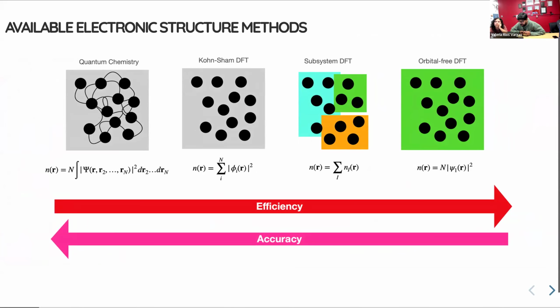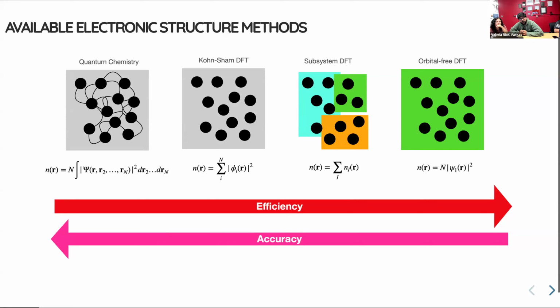Now, this is a very minimalistic picture, but basically there is a balance. The more efficient a method, the lower its accuracy, and vice versa. So you have the quantum chemistry wave function based methods, which are the most accurate, but they are the least efficient. So they take a lot of computing time.